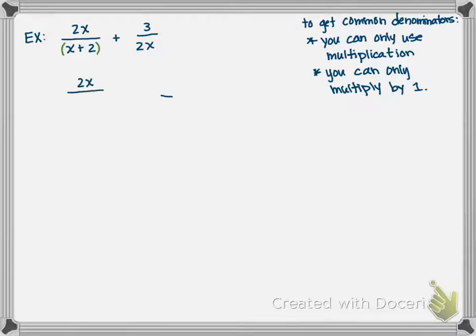So I'm going to take 2x over x plus 2, and multiply that by some fraction to get common denominators. And then I have 3 over 2x, which I'm going to multiply by some fraction to get common denominators. What are the factors of my first denominator? What is my first denominator? X plus 2. And what's being multiplied to get x plus 2?